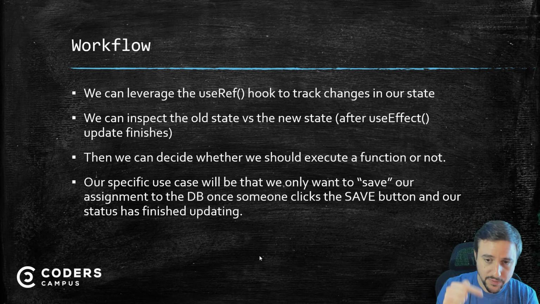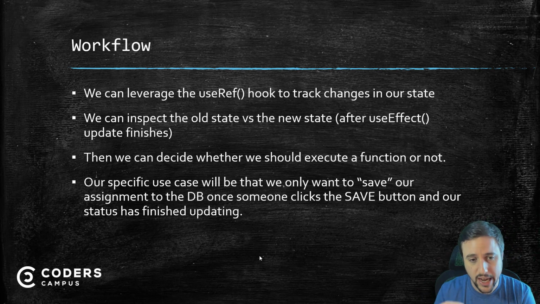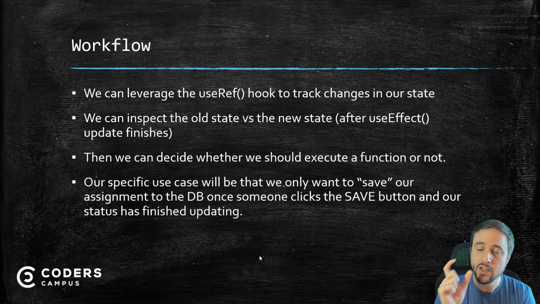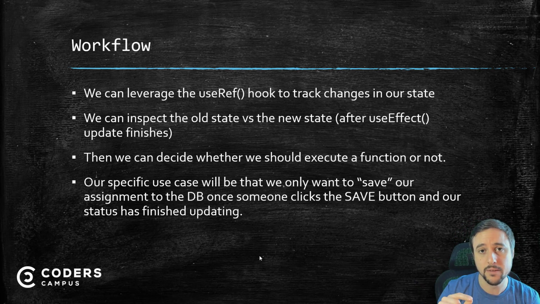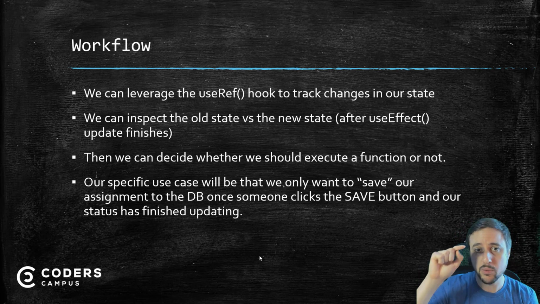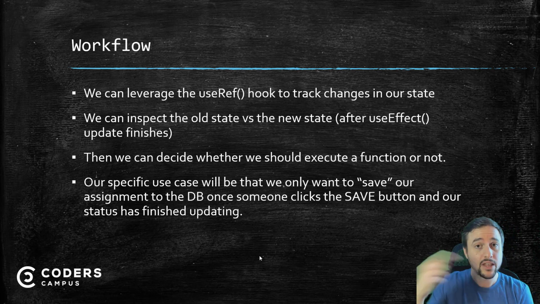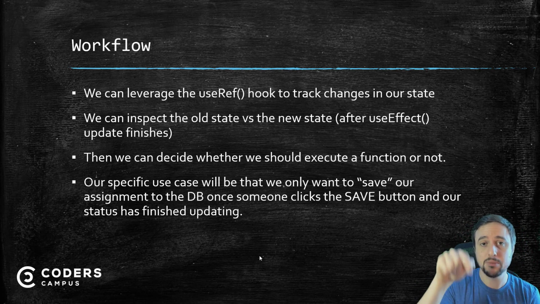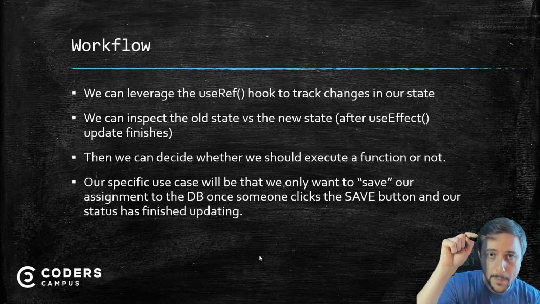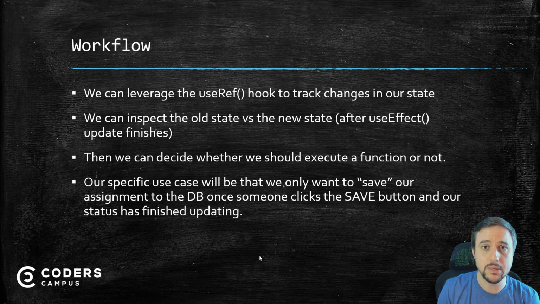Okay, so our specific use case is that we only want to save our assignment to the database once someone clicks a save button and our status has finished updating. Because what happens here is when a student submits an assignment, the status should update. They're saying, hey, I want to change the status from needs to be submitted or pending submission to, they click the button, now I want it to be submitted.